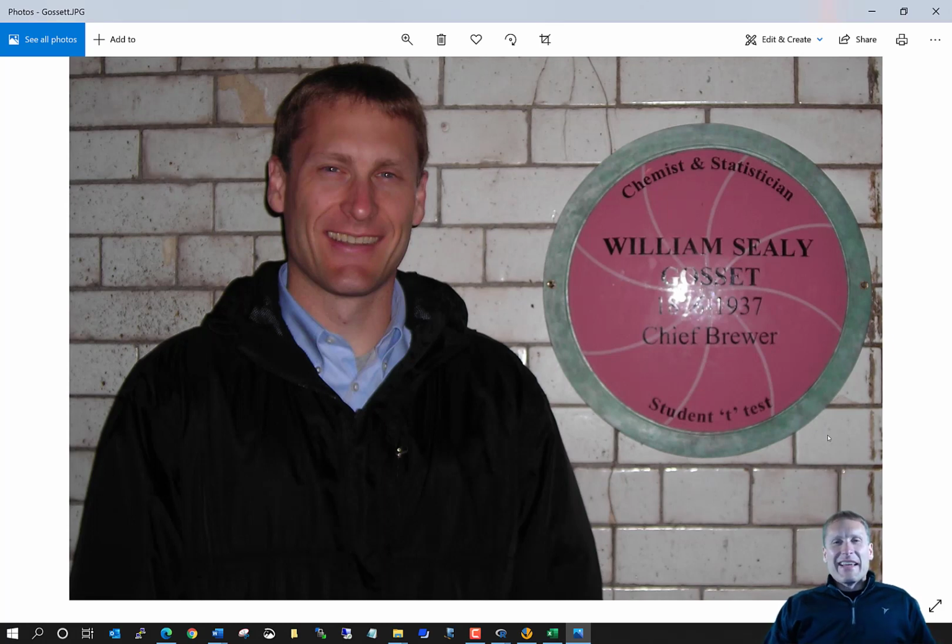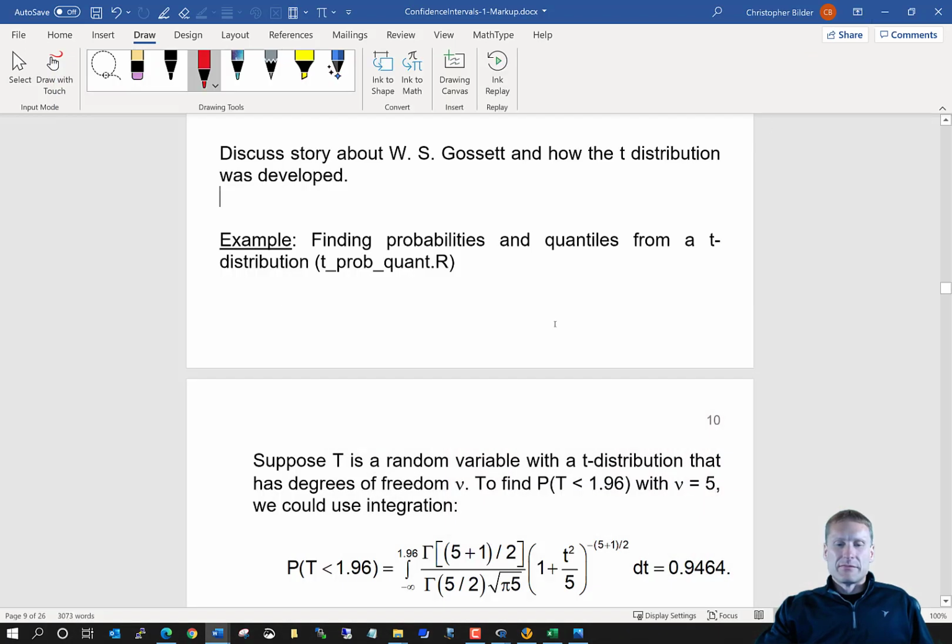But anyway, in the breweries, they have the famous people who have worked there. They have little plaques. And indeed, they have this plaque for W.S. Gossett there. I think they could have probably made the walls look a little bit nicer, but that's the way it was back then. And if you notice there, he's a chemist, statistician, and down at the bottom of the plaque it says student t-test. We'll learn what a t-test is shortly. Okay.